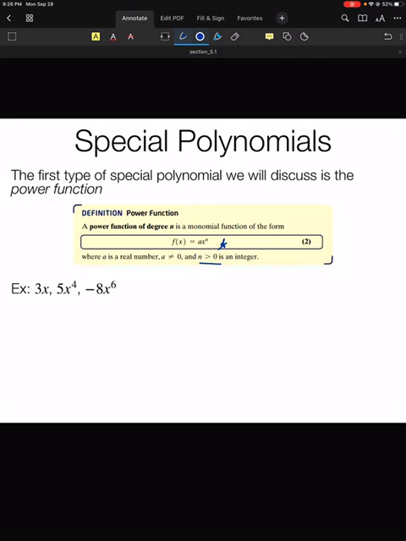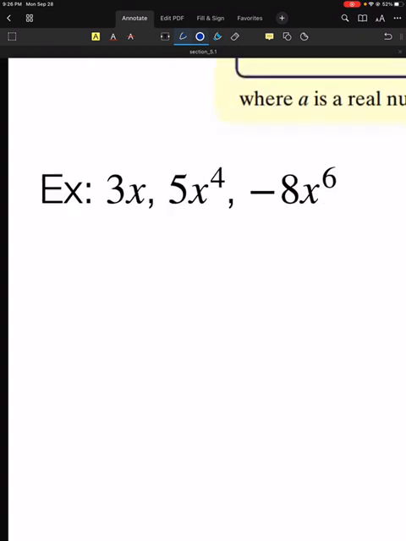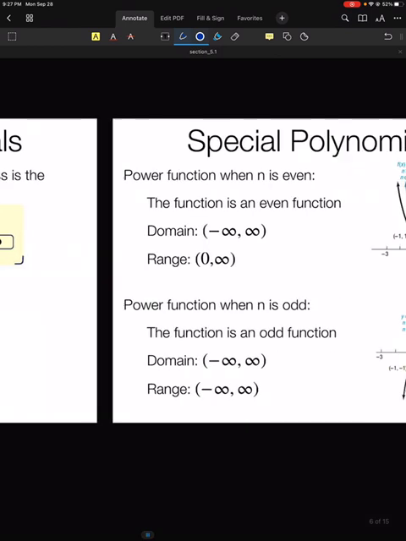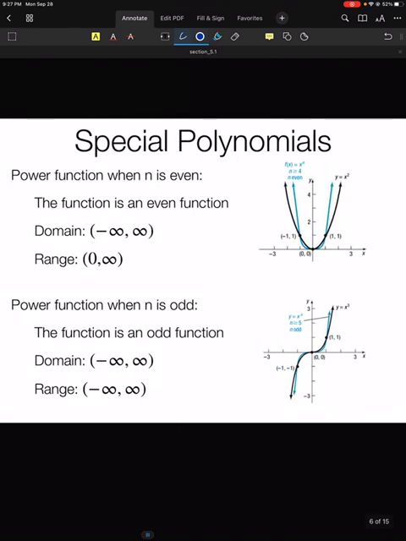Okay, but possible examples are as follows: 3x, 5x to the fourth, and negative 8x to the sixth. I could go on forever and ever, as long as you have a real number out in front and a variable raised to a positive integer power, then you have a power function. Okay, and so here are some properties of the power function.